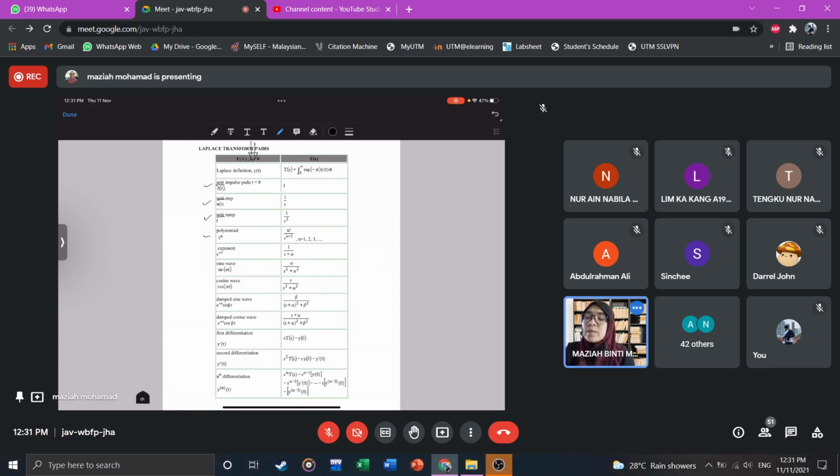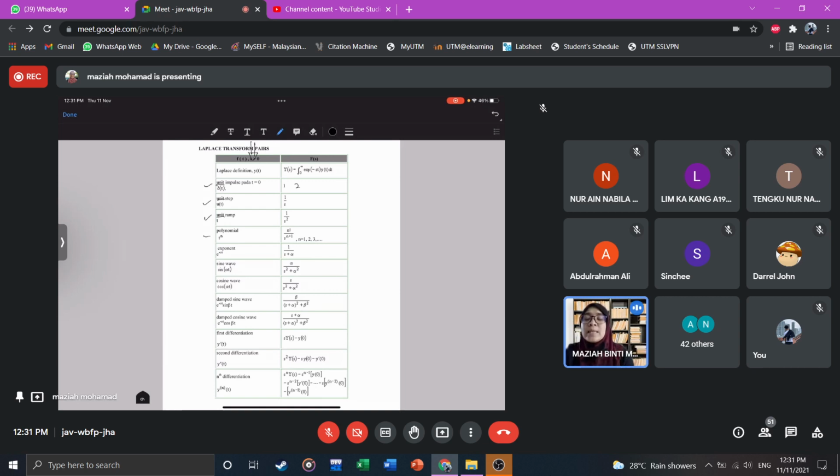So you can see, if your input is a unit impulse at t equal to 0, there will be an impulse equal to 1 because it is a unit impulse. So the value is 1. But if it is not unit, maybe 2, then this one here will become 2. So it depends. This table shows just the unit impulse. The same goes for the step input.